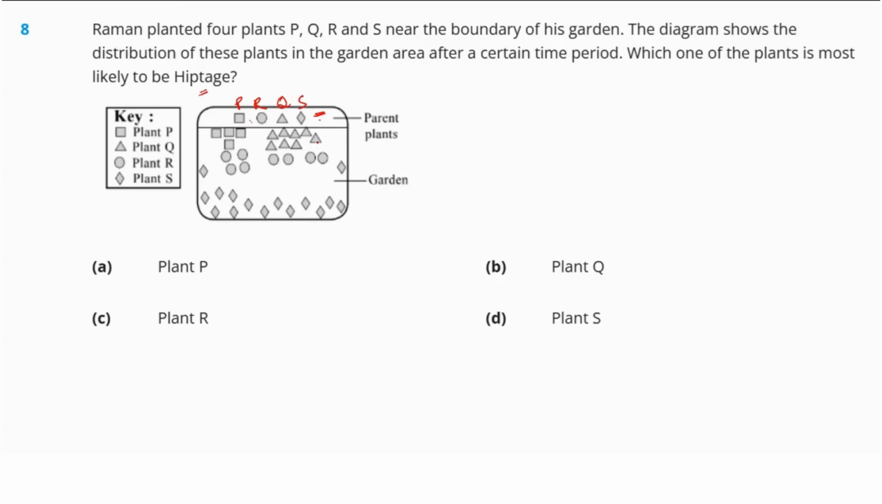Now, hiptage dispersal is by wind or air. When any seed is dispersed by wind or air, it goes very, very far. This is the clue point. So that is basically the hiptage. If we see here, this one is going far to the boundaries of the garden. So the diamond one, S, should be our hiptage. Our answer would be plant S.